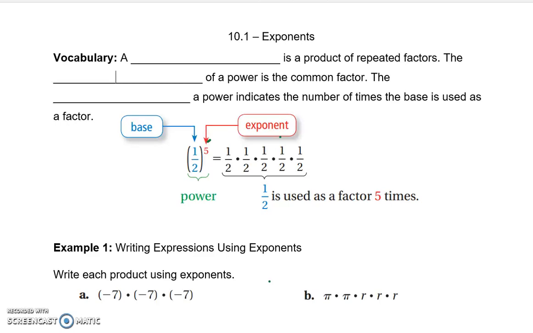All right, this is section 10.1. This is just general information regarding exponents. So we're going to start with some vocabulary and then move on to example problems.